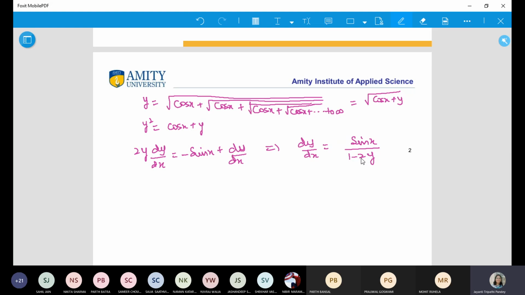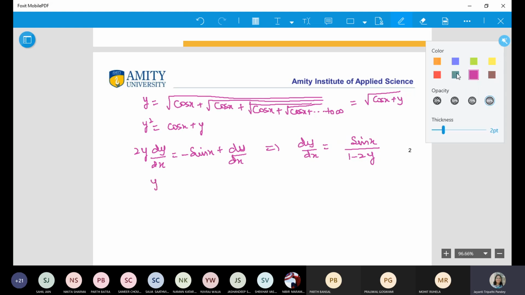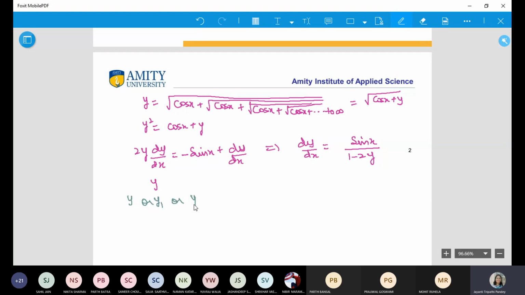Now, suppose we take questions in parametric form and try to get successive derivatives. When you say successive, that means you have y or y1. I'm changing the color so that you can differentiate. That means you have y or y1 or y2, and you are looking for yn or yn plus 1 or yn plus 2 type of thing. This is called successive. Understood what successive is?